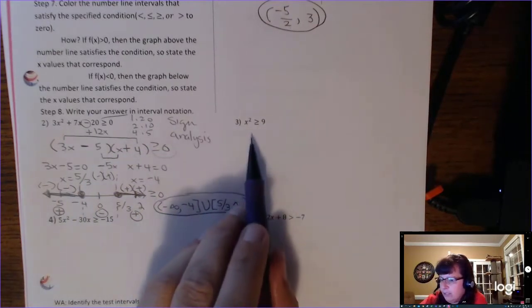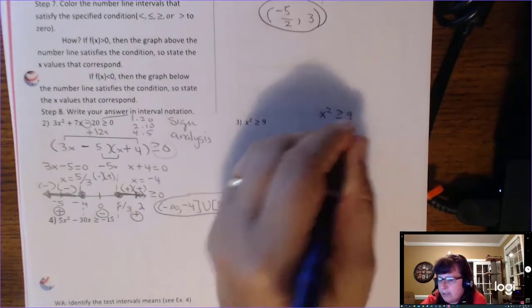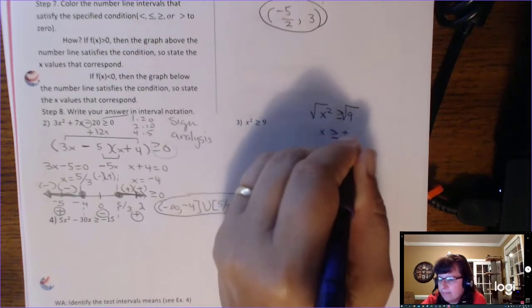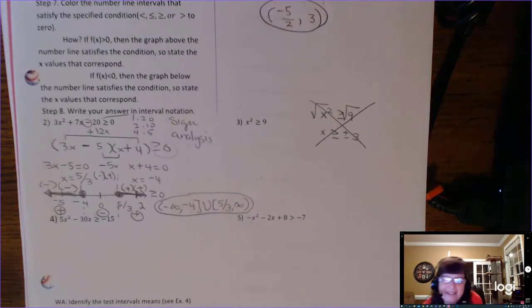This next one, x squared is greater than or equal to 9. Some people might try to do this, and that is very wrong. Don't do that. So maybe if I demonstrate it, you won't do that. Your steps aren't going to change.